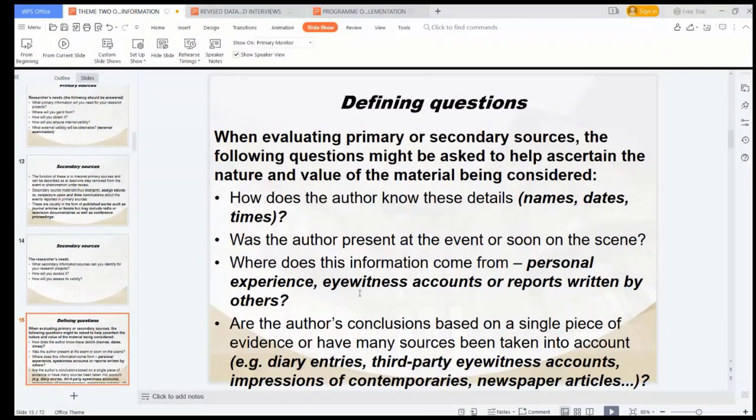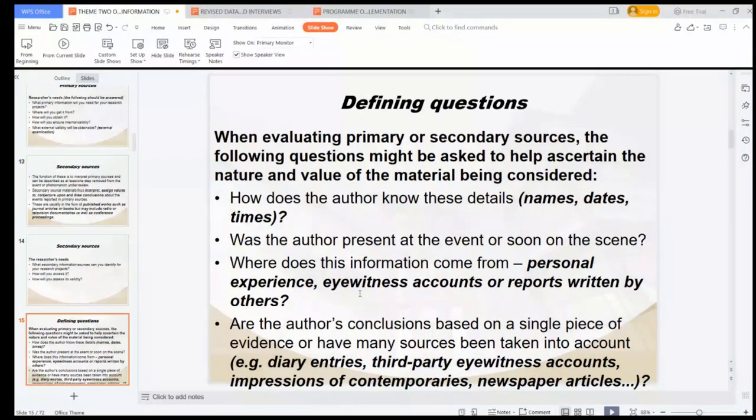How does the author know these details? How does he know the name? How does the author know the dates? How does the author know the times? Was the author present at the event or soon after the scene? Did he hear it from somebody? Where does this information come from? Is it personal experience? Is it from eyewitness accounts? Or is it the reports written by others? In which case, if they are written by others, they are secondary. And if someone is an eyewitness, then that is a primary source of information.